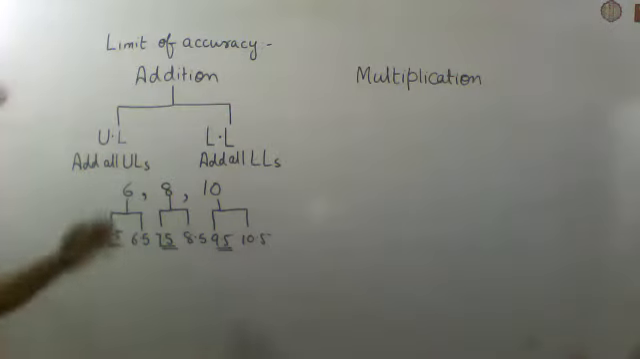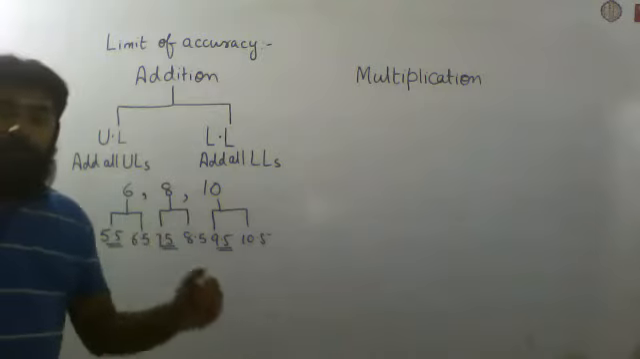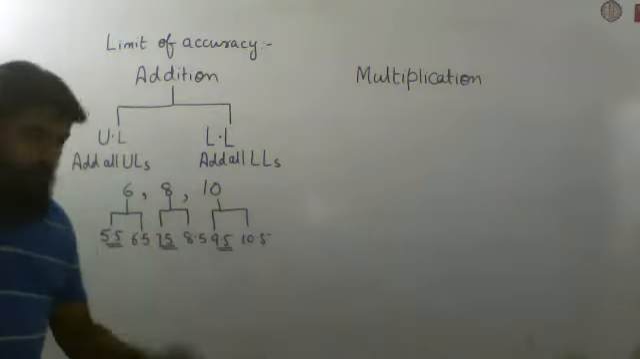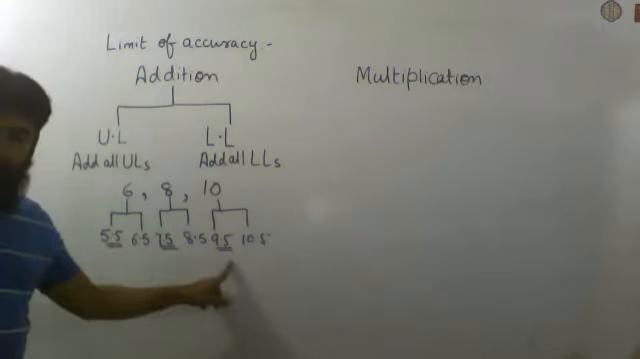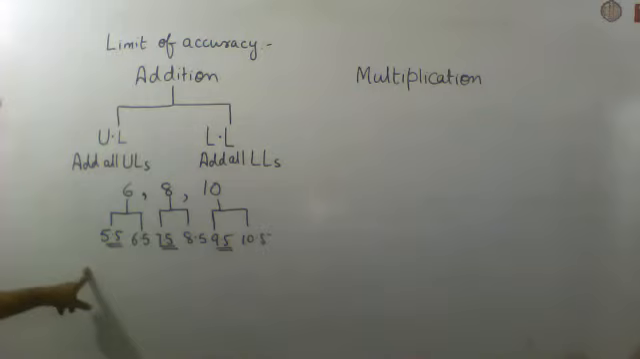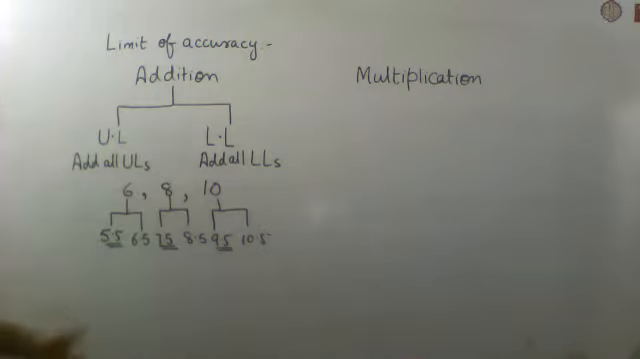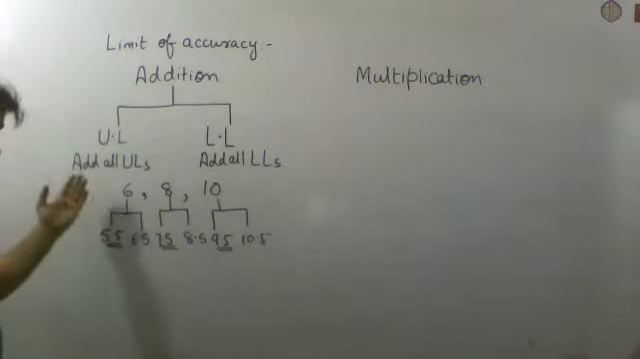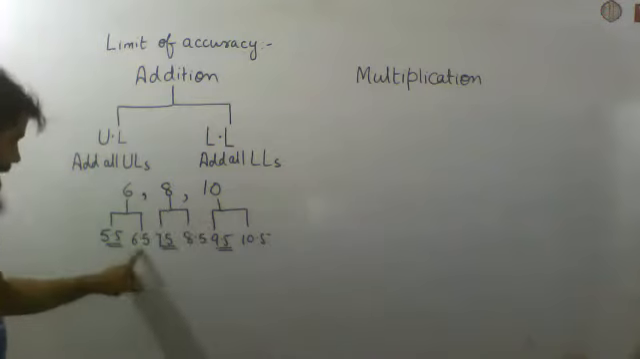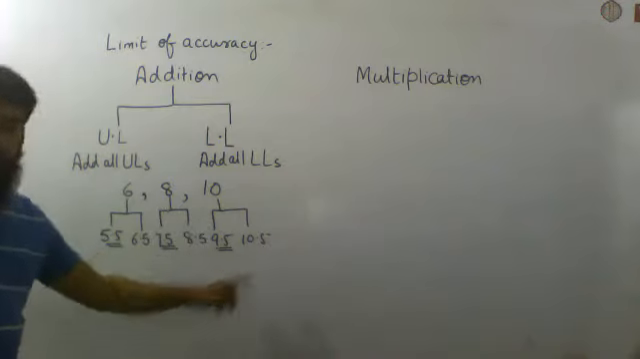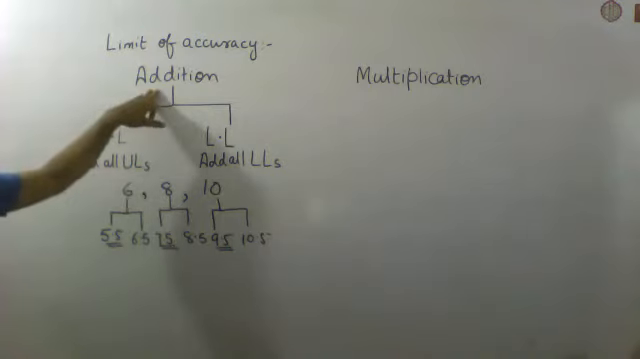Now if I want to add these three numbers, what will be the lower limit of addition? I will take this lower limit, this lower limit, this lower limit, and I will add them. I will have the lower limit of addition. If I want to add these three numbers, what will be the upper limit of addition? I will add this number, this number, this number. All the upper limits will be added to get the upper limit of addition.